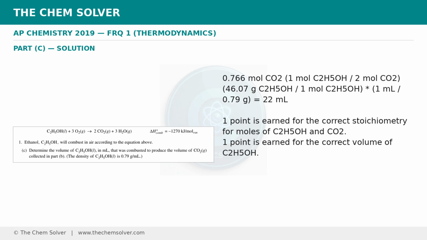0.766 moles CO2 × 1 mole C₂H₅OH/2 moles CO2 × 46.07 grams C₂H₅OH/1 mole C₂H₅OH × 1 milliliter/0.79 grams = 22 milliliters. 1 point is earned for the correct stoichiometry for moles of C₂H₅OH and CO2. 1 point is earned for the correct volume of C₂H₅OH.